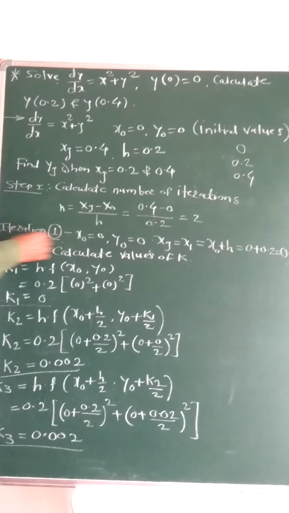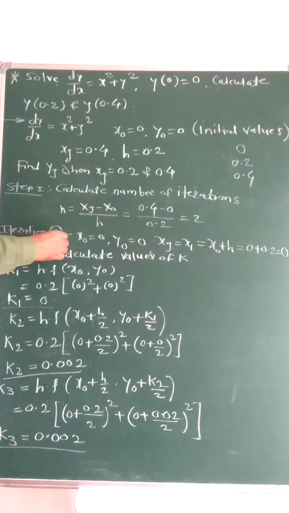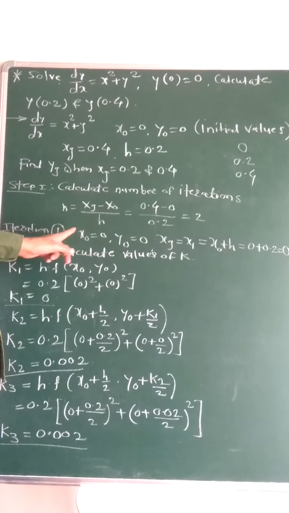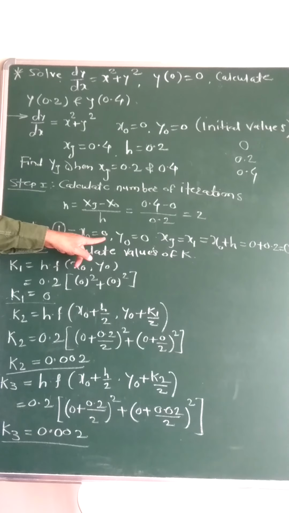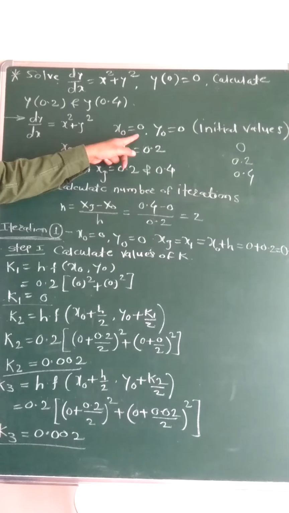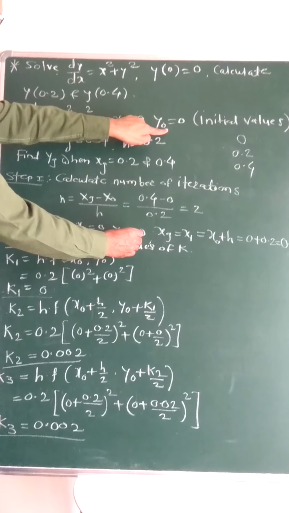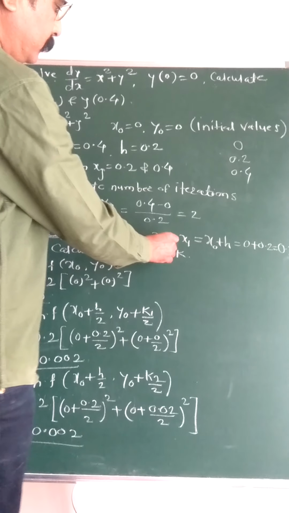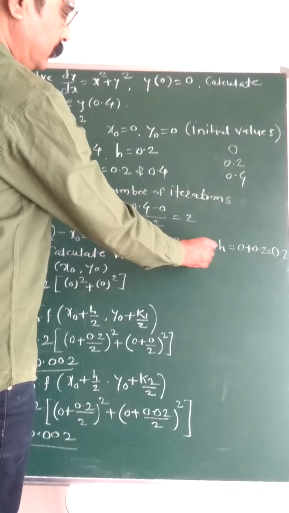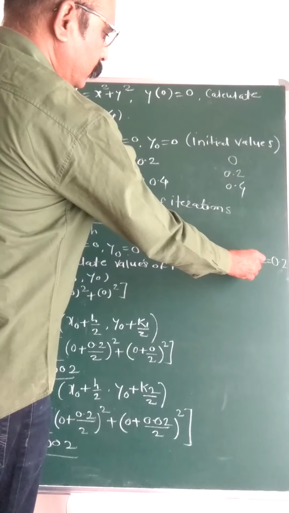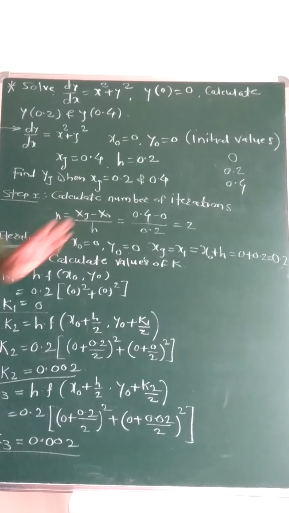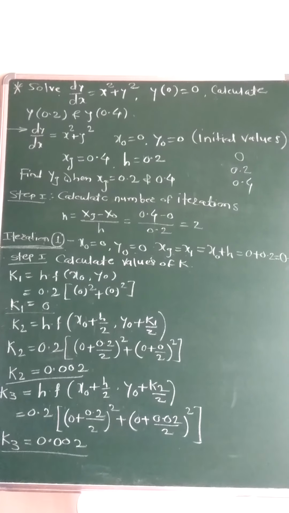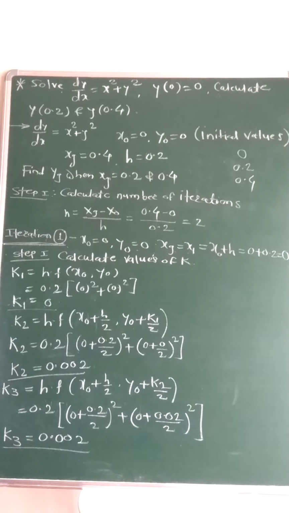Now iteration number 1. For this iteration, initially the value of x as x0 is equal to 0, y0 is equal to 0, and x1 is equal to x0 plus h is equal to 0 plus 0.2 is equal to 0.2. Now step number 1, calculate the various values of k, that is k1, k2, k3, k4.